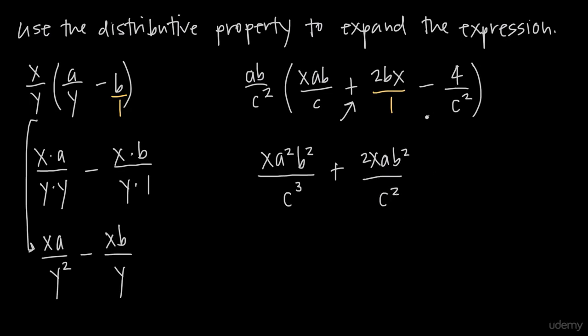And now for our final term, we have this negative sign, so we need to make sure we keep the negative. And in our numerator, we have a 4 and we have an ab here, so we're going to get 4ab when we multiply those together. In the denominator, we have a c squared and a c squared, and when we multiply those together, we get c to the 4th.